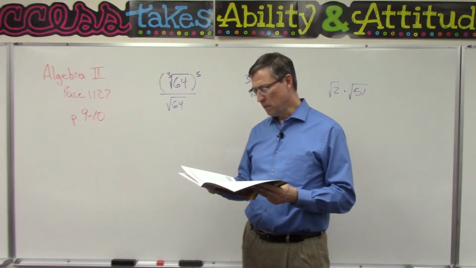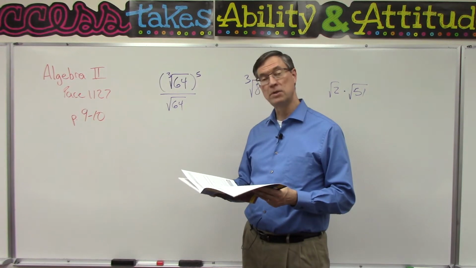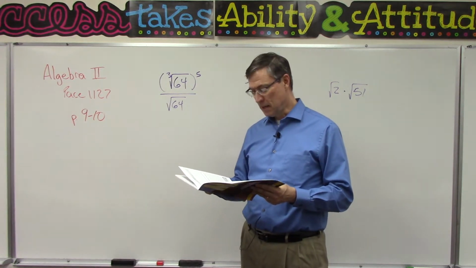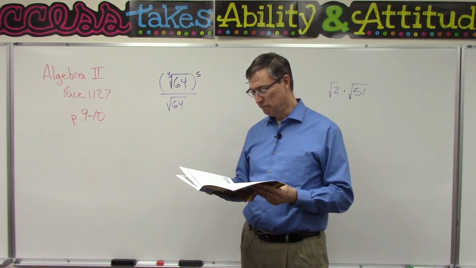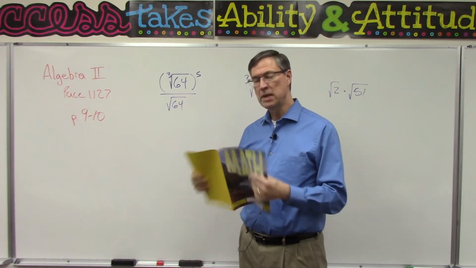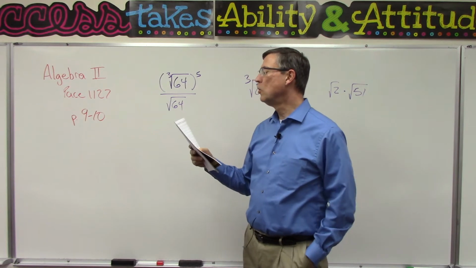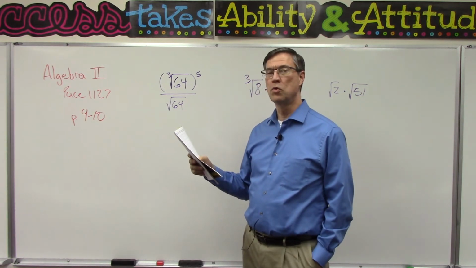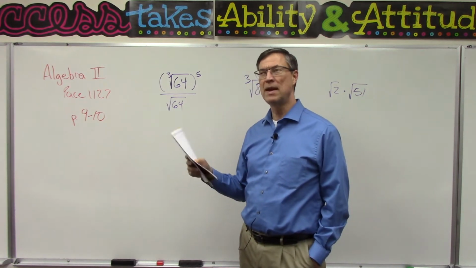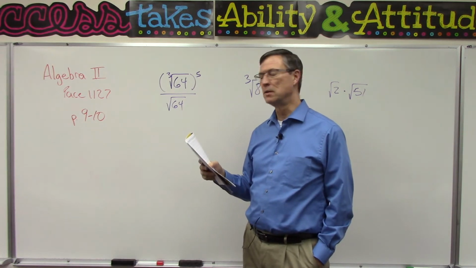Study the examples though on page 9, the ones especially at the bottom of the page that have numbers, okay? And see what they're doing there. When we get to page 10, let's read the instructions carefully. They remind us that we are only going to look for the positive root. So even if we could have a positive and a negative, just write the positive, okay?